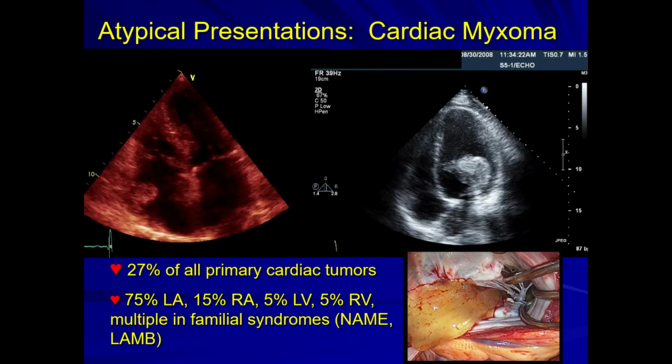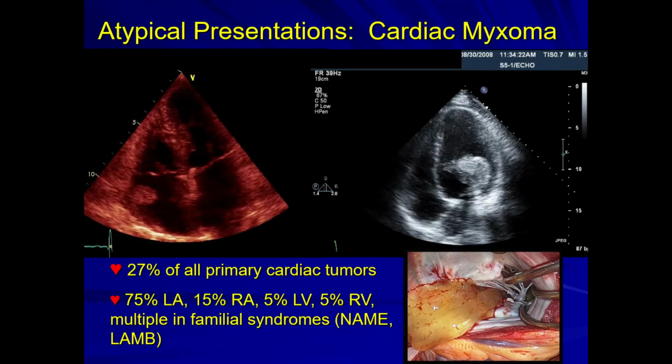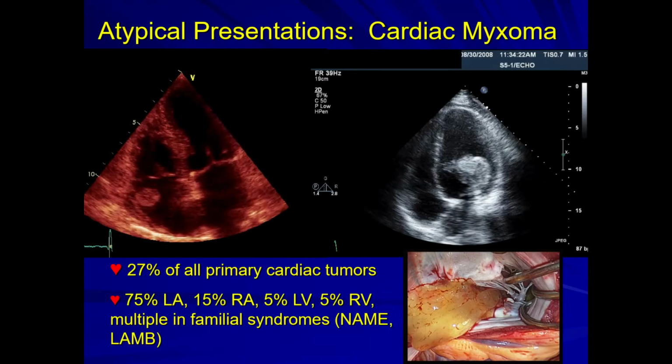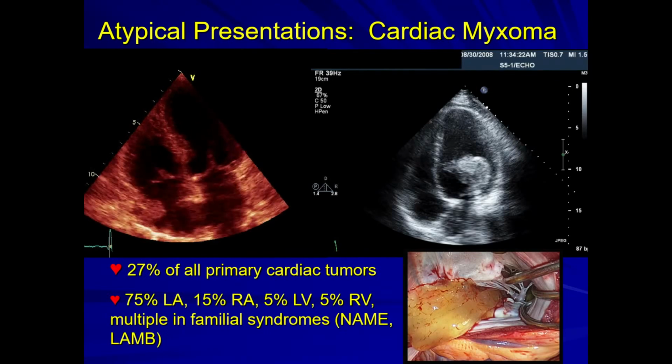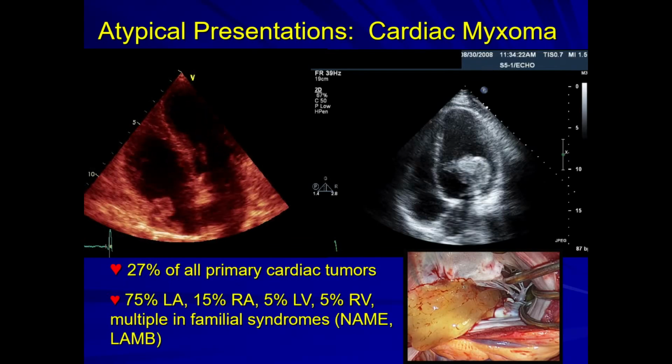And it can be multiple in familial syndromes such as NAME and LAMB. So again, if it's got this classic homogeneous appearance, odds are it likely is going to be a myxoma, but again, path is always the issue, or further tissue characterization with MRI.